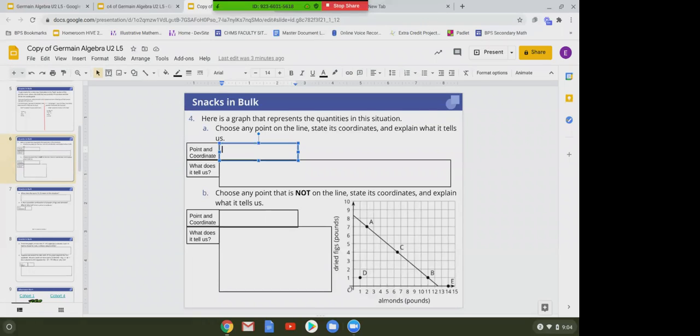Okay, we're taking another 10 seconds for ourselves, and then Junior's going to help me out with this first one. So be ready to unmute and help me out. Okay, wonderful. So I'm going to have Junior first unmute and tell me a point that he chose that fell on the line and the coordinates of that point. Junior, what was one of your points that you chose?